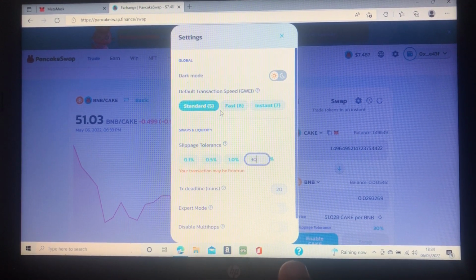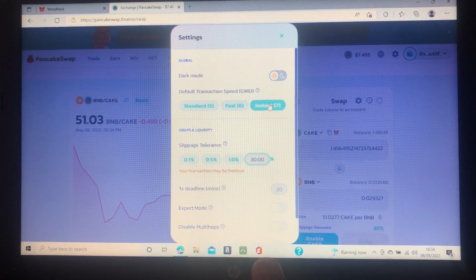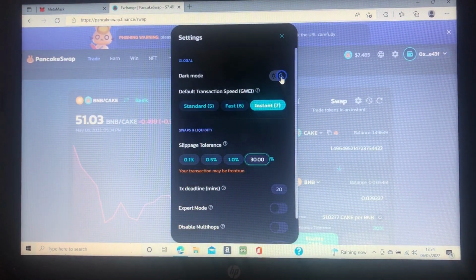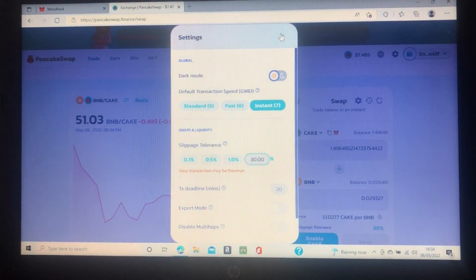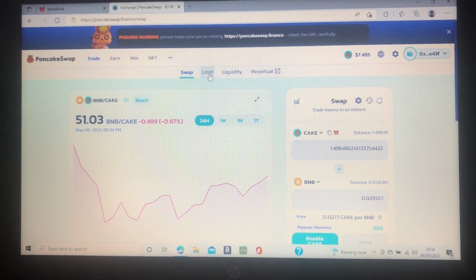You could set now this transaction speed: standard, fast, and instant. The higher you go, the more fees you pay. So if it's standard, you just pay the standard fees. Fast, you pay a little higher. Instant, you pay more. It's not like it's so much anyways, but if you want your transaction to go faster, you use instant. You could change it to black, you could change it to white. I prefer it white. So limit here, yep.